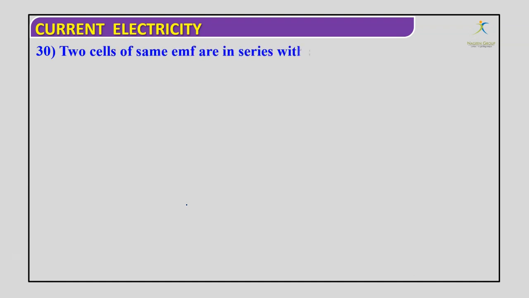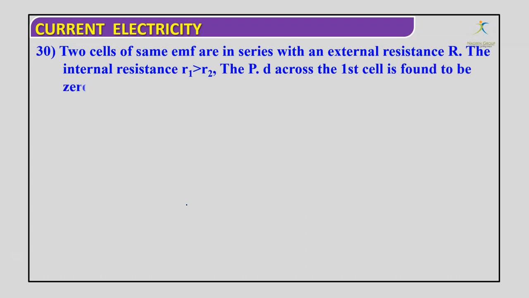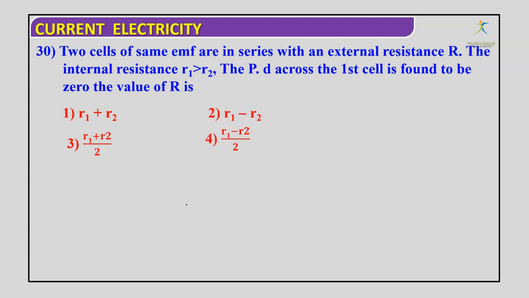Next, we have two cells of the same e.m.f. in series with the external resistance R. The internal resistance R1 is greater than R2. The potential difference across the first cell is found to be 0. The value of R is: R1 plus R2, (R1 plus R2) by 2, R1 minus R2, or (R1 minus R2) by 2. Let's move to the solution part.